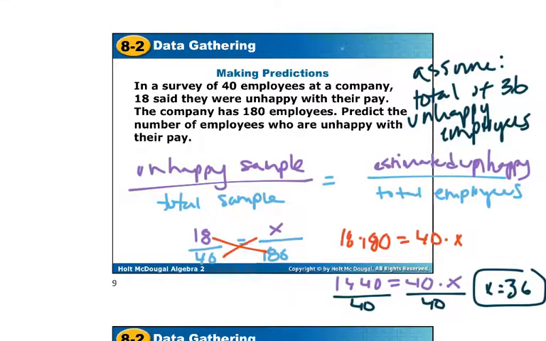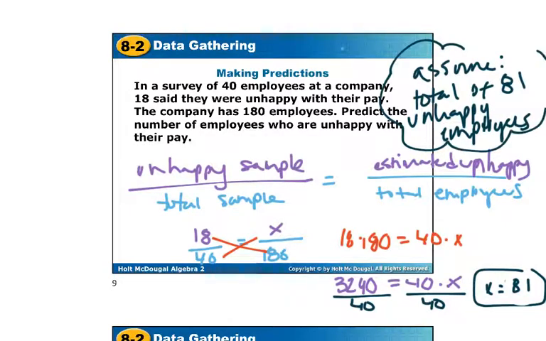Why did I get 36 and the answer key got something different? I did 18 times 80. That's a different number. It should be 3,240, and that makes it different. 81. Okay. Sweet.